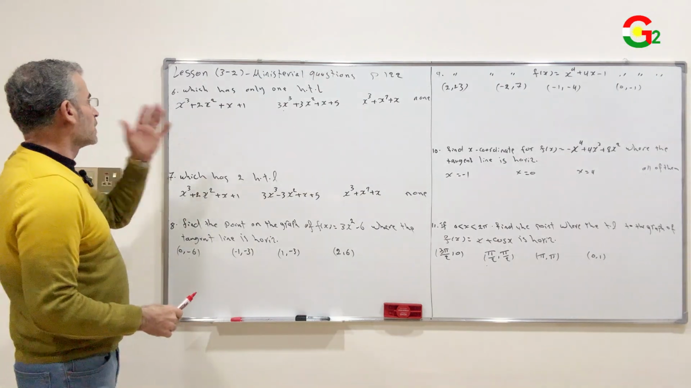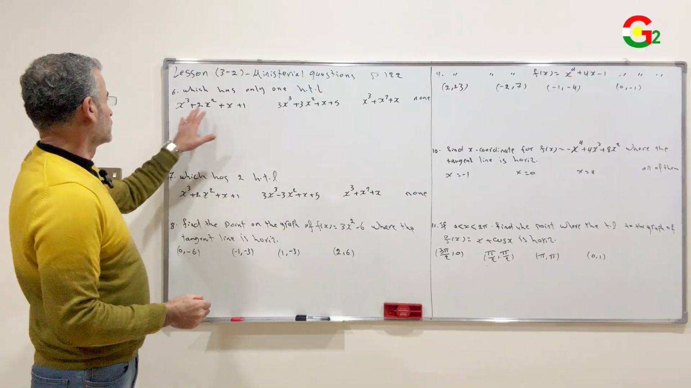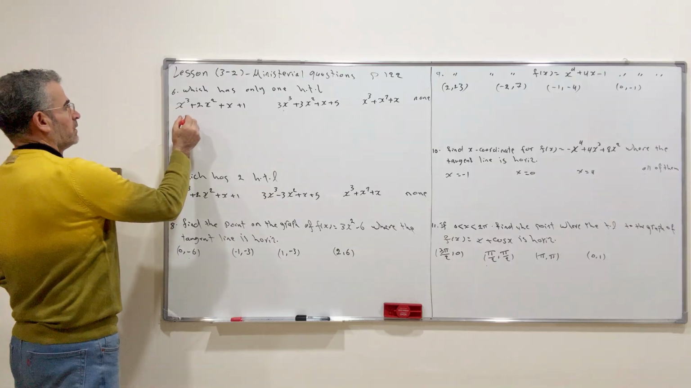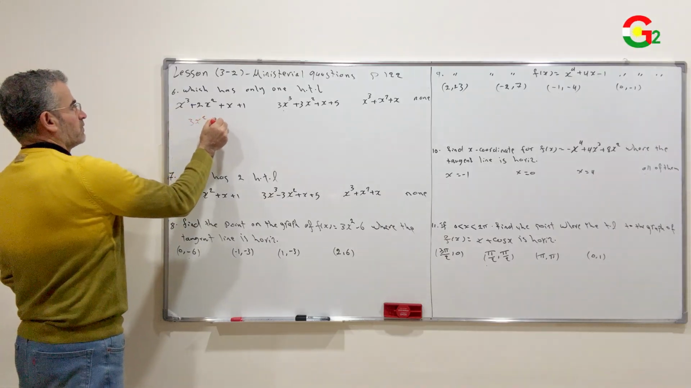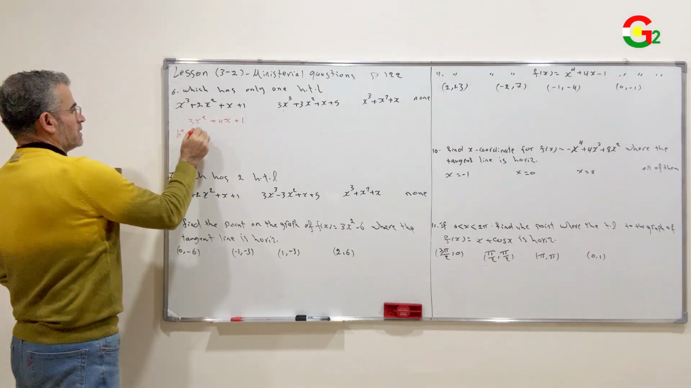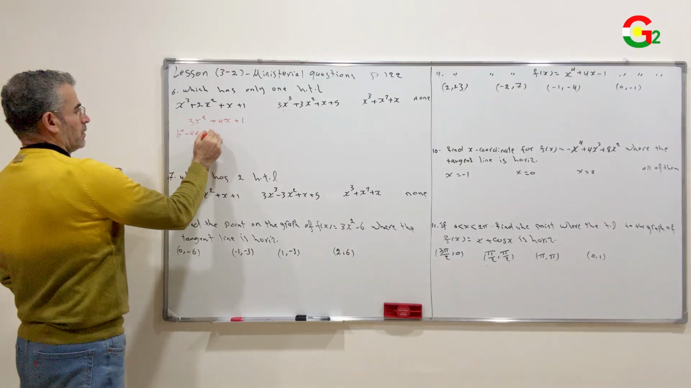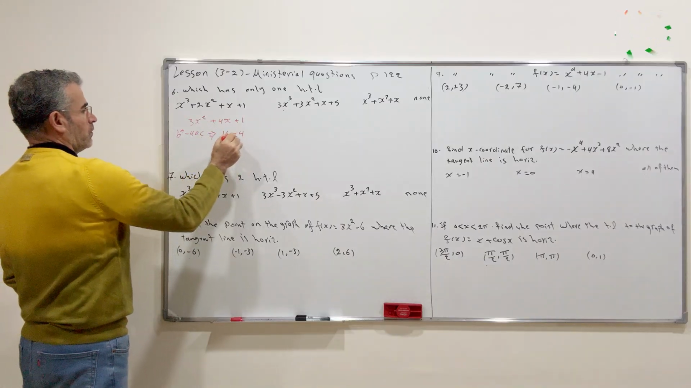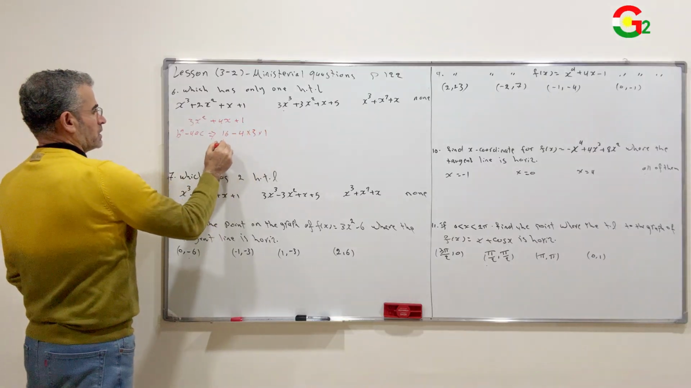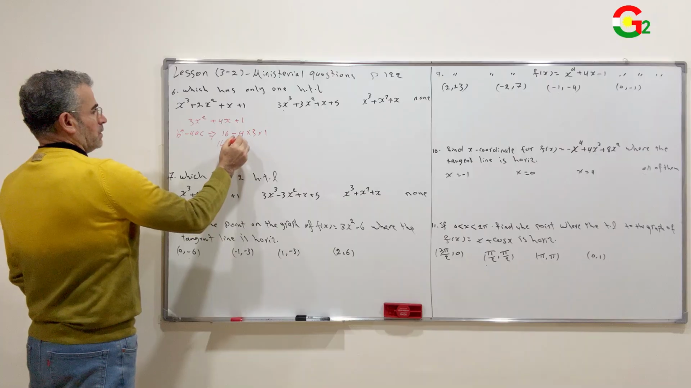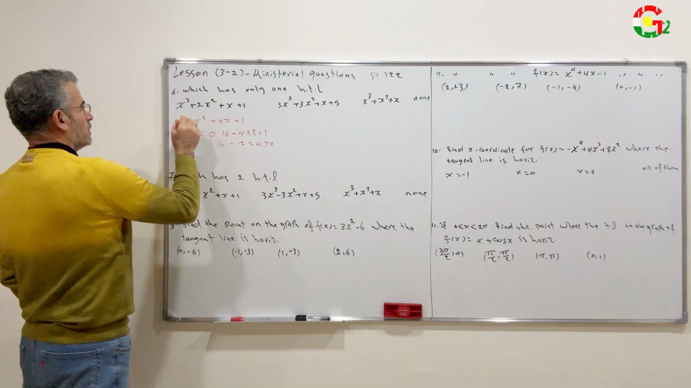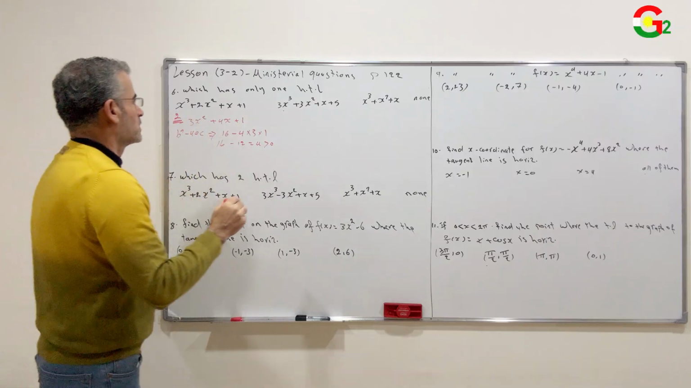Question number 6, which has only one horizontal tangent line? Which of the following functions? Let us check one by one. For the first function, the derivative is 3x power 2 plus 4x plus 1. B square minus 4ac equals b square, 16 minus 4 times 3 times 1. 16 minus 12 equals 4, greater than 0. This function has two horizontal tangent lines, so it is the wrong choice.